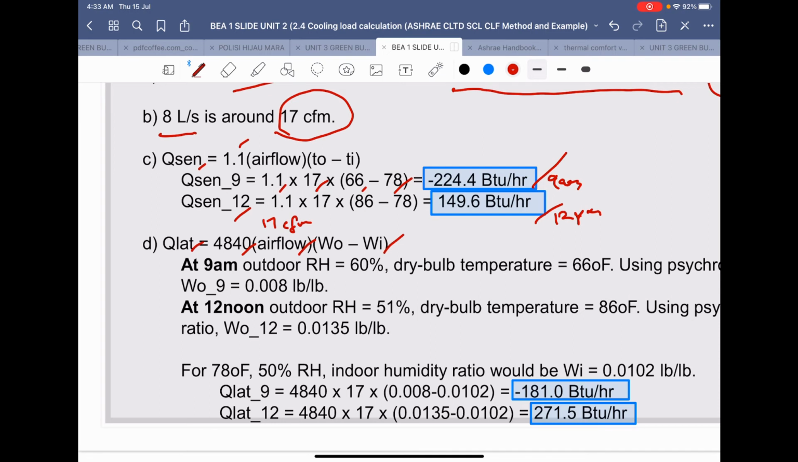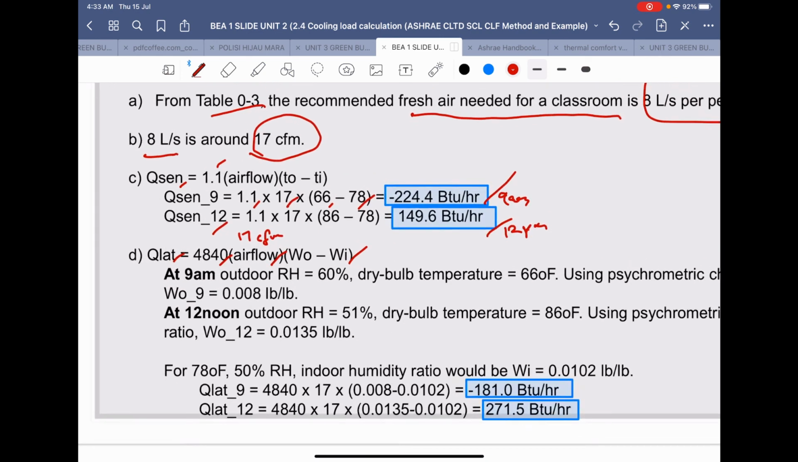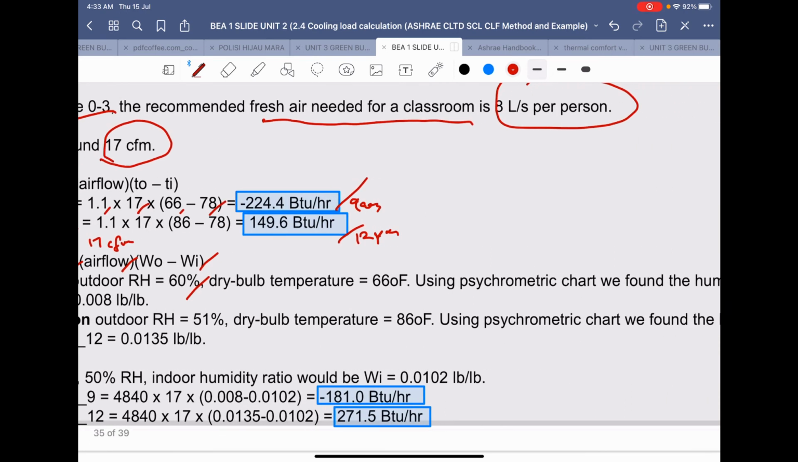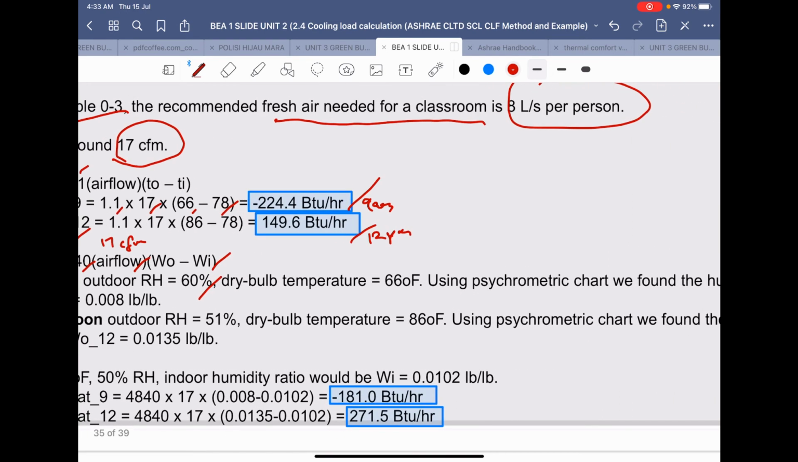Okay, so first of all we need to see the outdoor condition at 9 AM and 12 noon. That's why the question mentioned the outdoor condition of the room at 9 AM and also at 12 noon. In a real situation, we can get this from weather station data. At 9 AM, the outdoor relative humidity is 16%, while the dry bulb is 66 Fahrenheit.